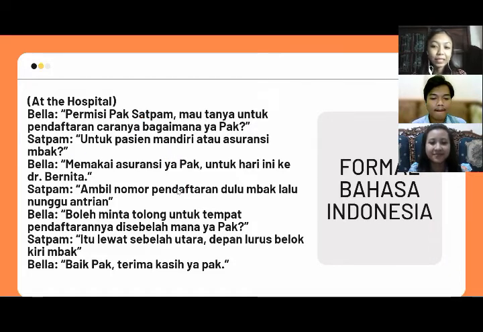Alright, so from this dialogue, the social factor is the function. Why? Because Bella asks information from the security about the registration at the hospital, and the social factor is the function of asking or giving offers to someone. Next, Dila.